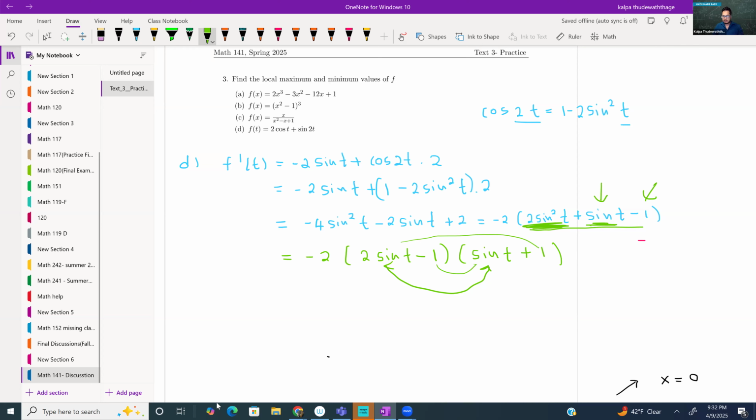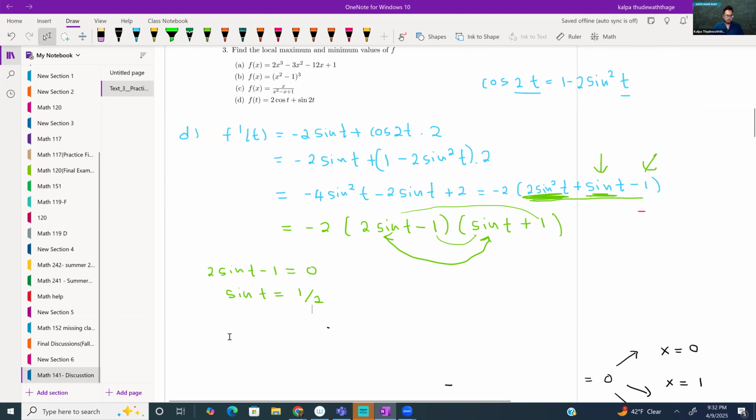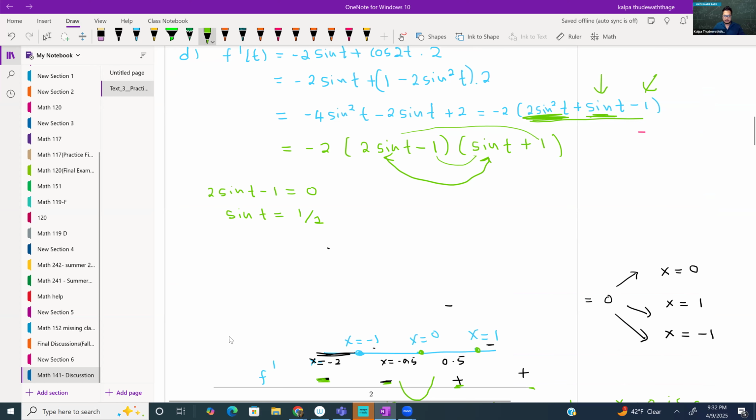So once you have factors in the first derivative, you can find the critical points by setting the first factor equal to 0. This gives me sine t equal half. The other factor is sine t plus 1 equal 0. So I'm talking about this one. Okay, this one equals 0, and this one equals 0.